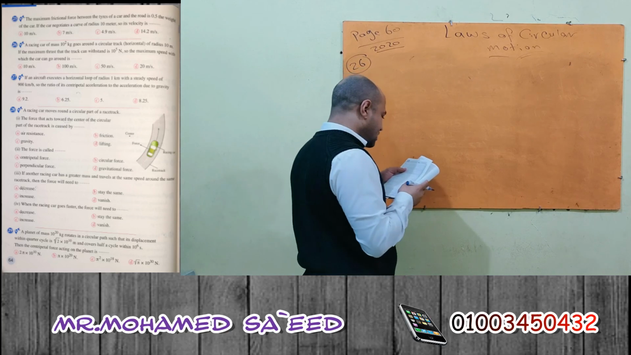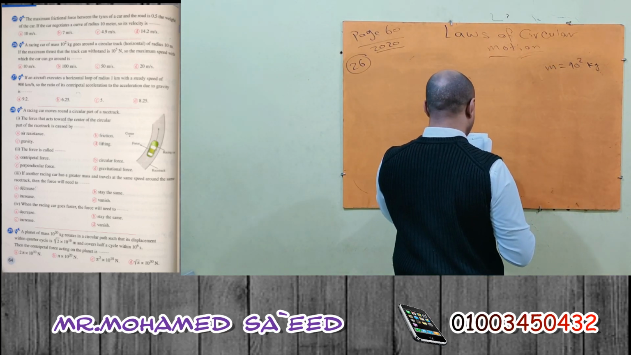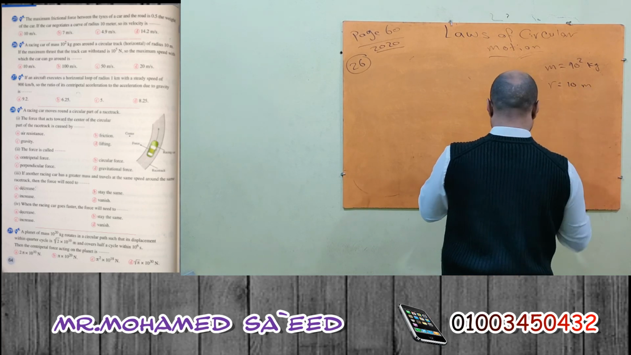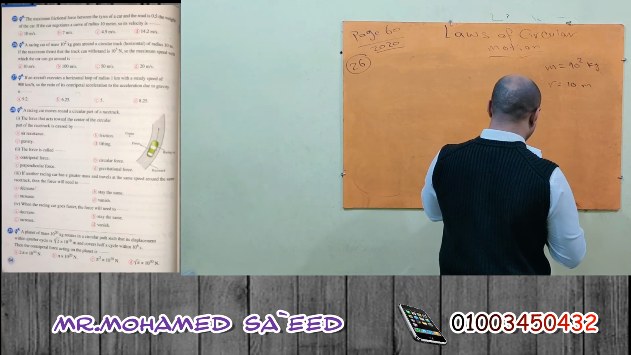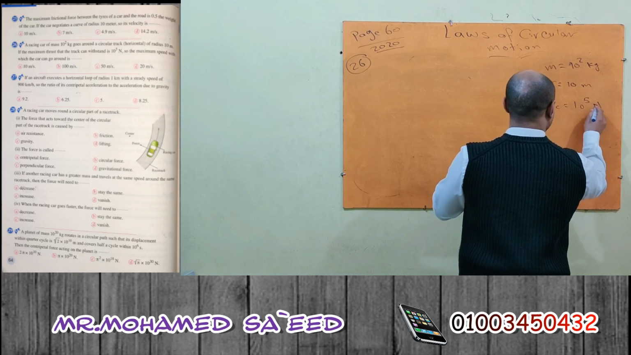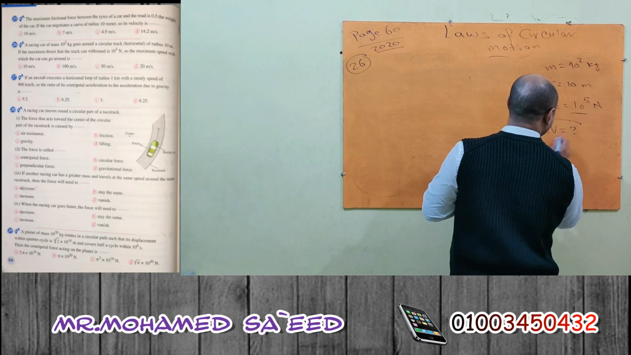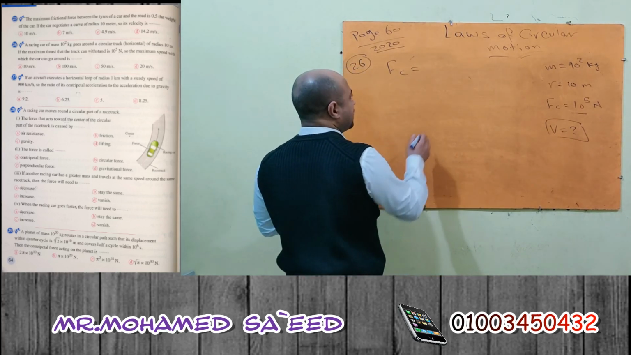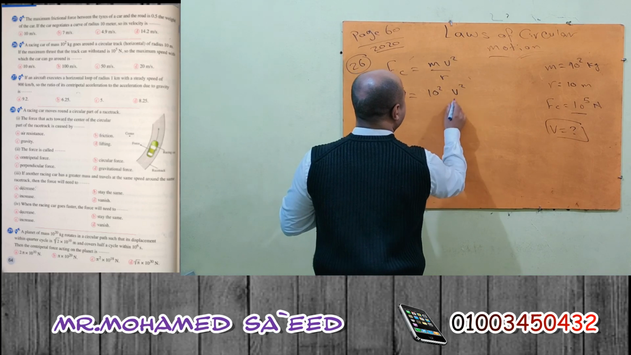A racing car of mass 10 to the power 2 kilograms, 100 kilograms, goes around a horizontal circular track of radius 10 meters. The maximum thrust that the track can withstand is 10 to the power 5 Newton. So Fc equals 10 to the power 5 Newton. This is the maximum, so we should calculate the maximum speed with which the car can go around. The upthrust force in this case acts as centripetal force. So Fc equals mv squared over r. 10 to the power 5 equals mass 10 to the power 2 times v squared over r, 10.